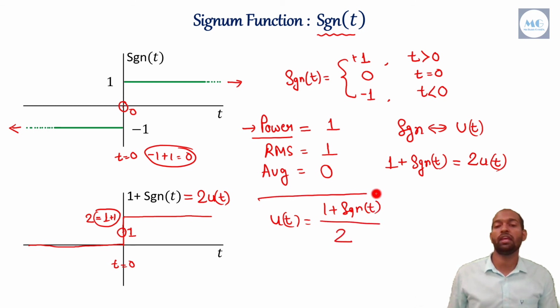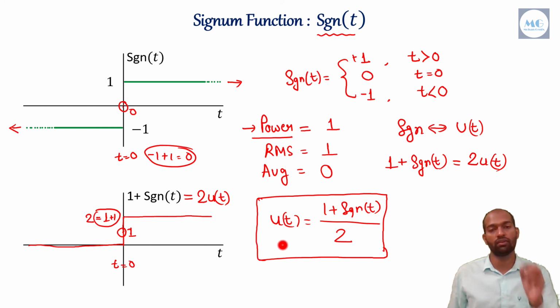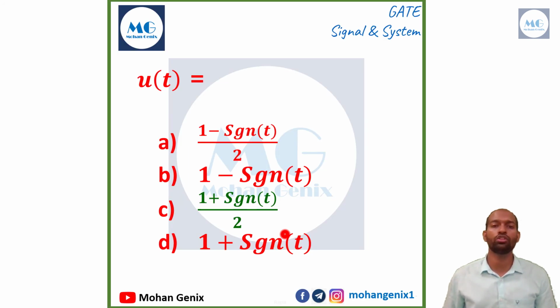This is a very important formula. Remember it always. This will help you in many exams, whichever exams you give. It can come in any question or be useful for solving any type of question. So remember it always. Now let's move back to our question. u(t) is equal to, what will be the right answer? C, (1 plus sgn(t)) by 2.